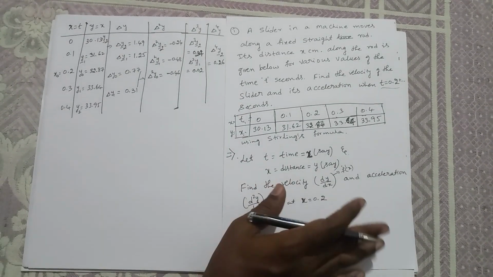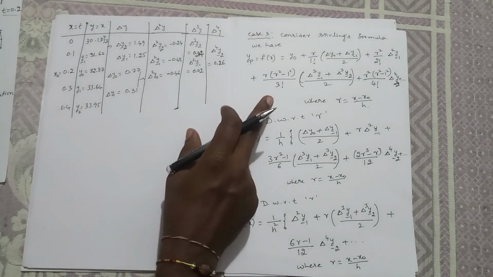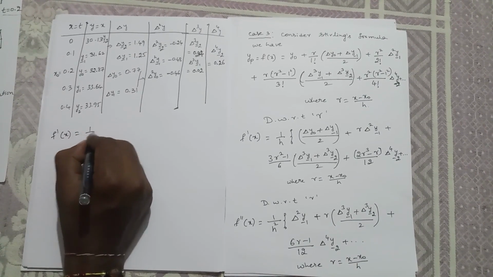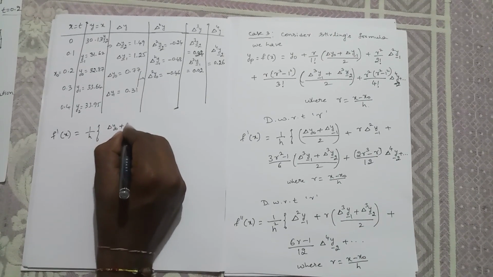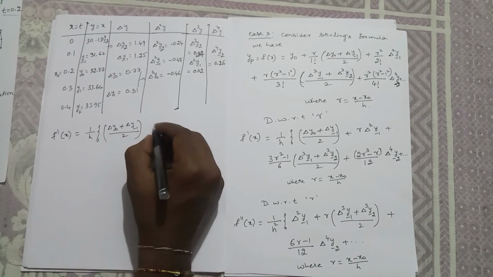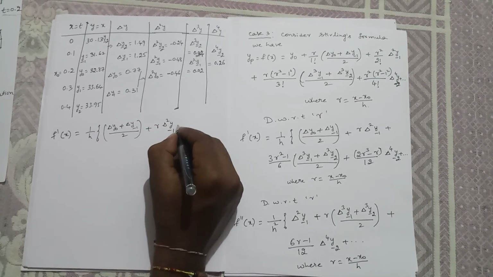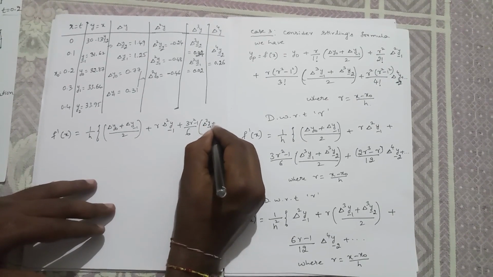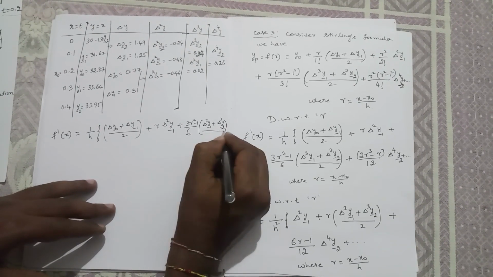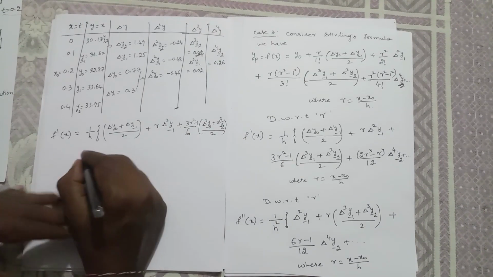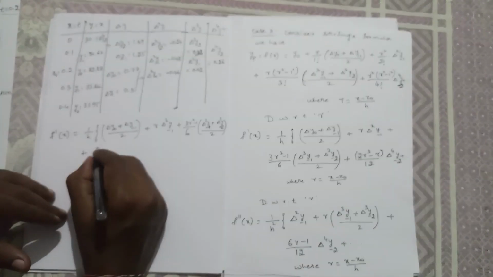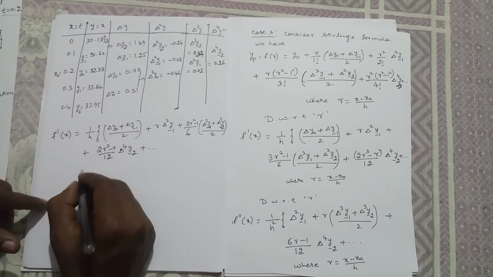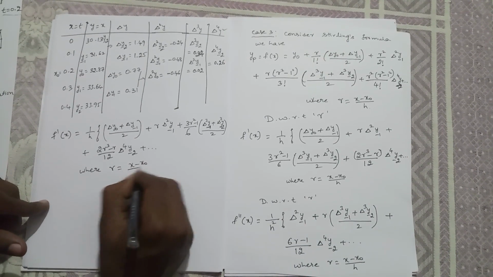Now substitute in this formula. So what do you get here? f dash of x equals 1 by h into delta y naught plus delta y suffix minus 1 divided by 2, plus r into delta square y suffix minus 1, plus 3r square minus 1 divided by 6 into delta cube y suffix minus 1 plus delta cube y suffix minus 2 whole divided by 2, plus 2r cube minus r divided by 12 into delta to the power of 4 y suffix minus 2, and so on, where r equals x minus x naught divided by h.